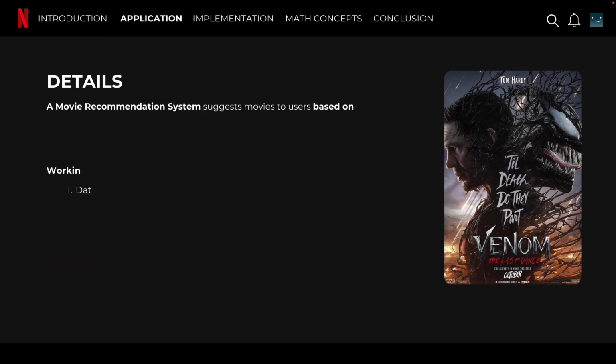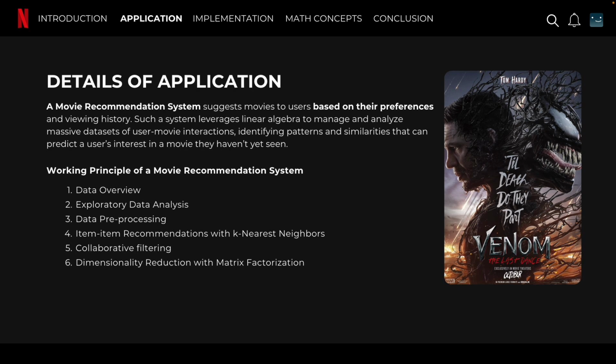Next part, I will walk you through the details of building a movie recommendation system, a tool designed to suggest movies based on user preferences and viewing history. This system leverages linear algebra to handle and analyze large datasets, finding patterns that predict user interest in movies they haven't watched yet. And we divided it into 6 steps: data overview, exploratory data analysis, data preprocessing, item recommendations with k-nearest neighbors, collaborative filtering, and the last one, dimensionality reduction with matrix factorization.